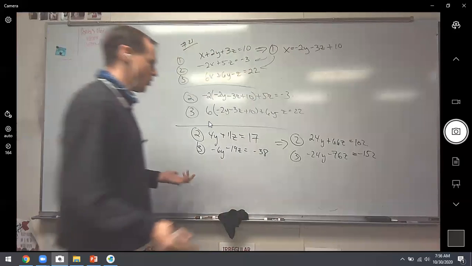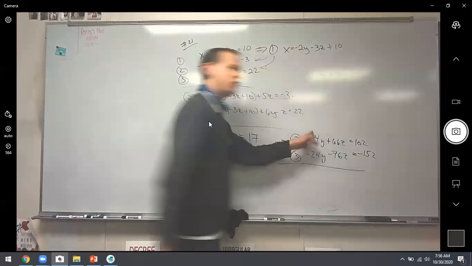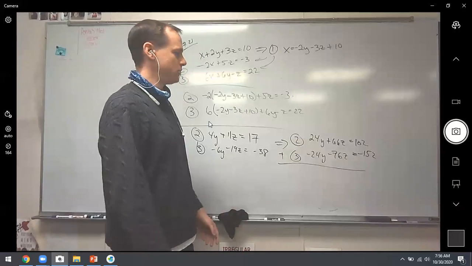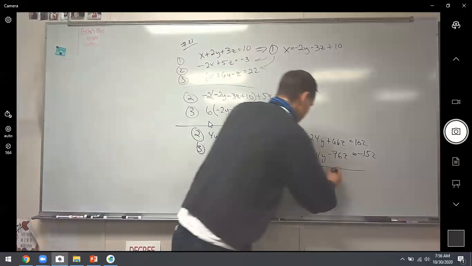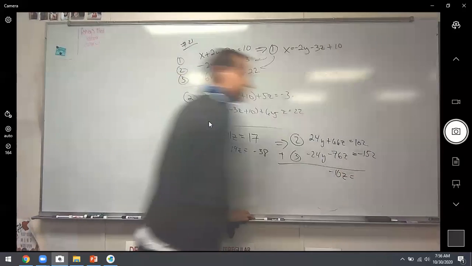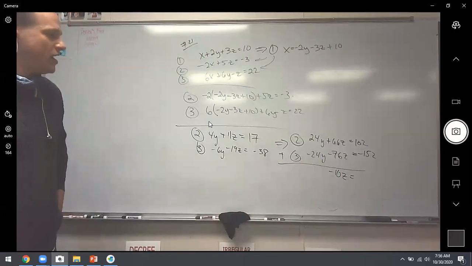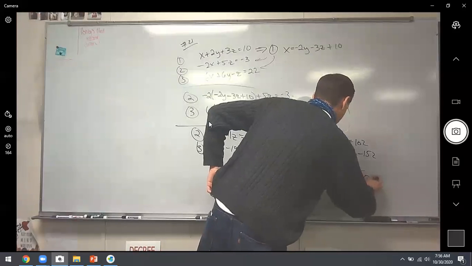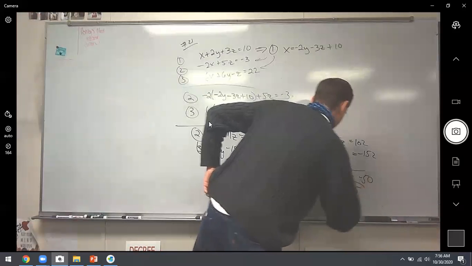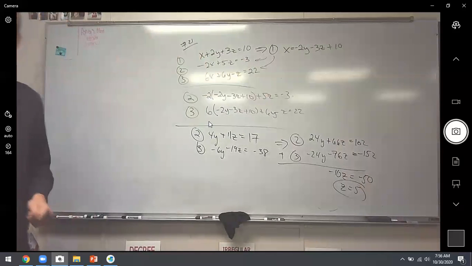If we add the two equations, then the 24y and the negative 24y will cancel out. So you get 66z's plus negative 76z's. That's negative 10z's. Over on the right, if you add those together, 102 plus negative 152 is negative 50. So dividing through by negative 10, it looks like z is 5. Did you get z is 5?